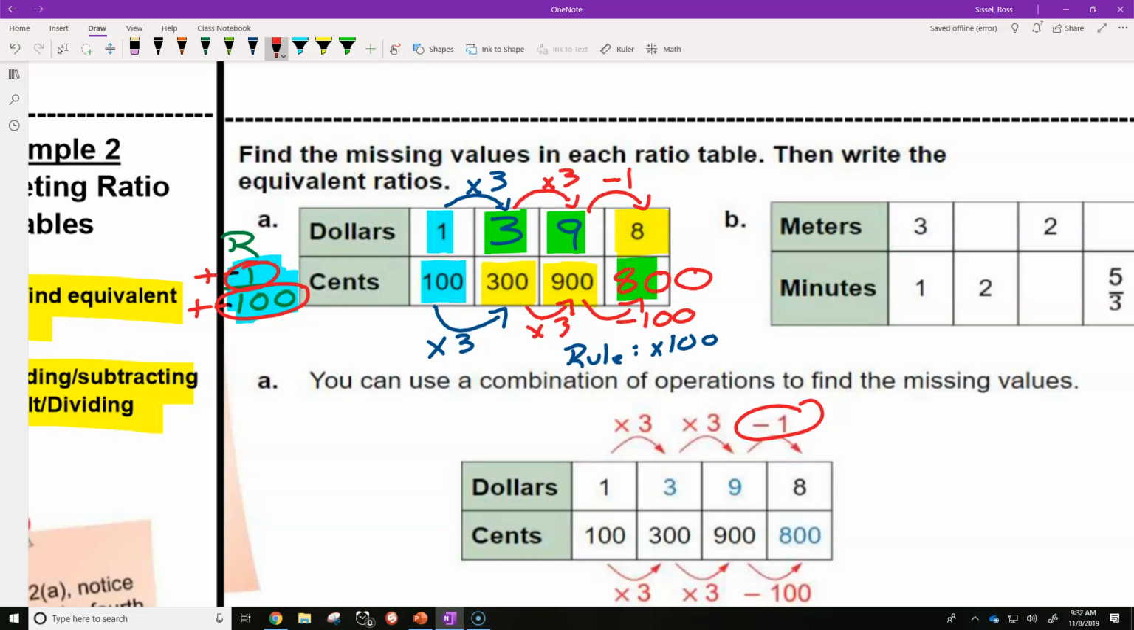Can I do anything to 9 besides minusing to get to 8? No. 3 times anything equals 8? No. 1 times anything equals 8? Yeah, 1 times 8. So 100 times 8 is? That's what I did. Does that mean that's right? It means the answer's correct. That's not necessarily the right answer for the right method.